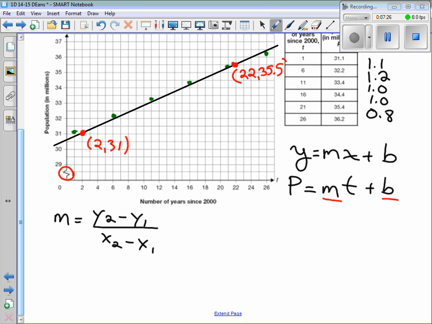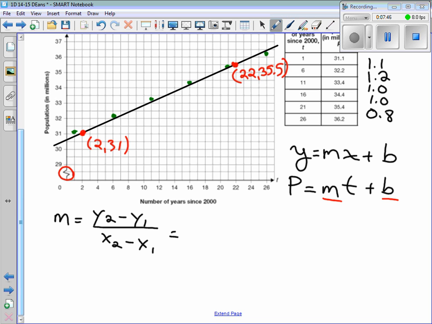Now, you might find that your line of best fit doesn't go through those two exact points, and that's okay. If you were to pick 2 points that your line of best fit does go through, you would use them to calculate the slope, and you'd get an answer that is pretty close to mine. Not exact, but pretty close. But those are the 2 points that I'm going to use here.